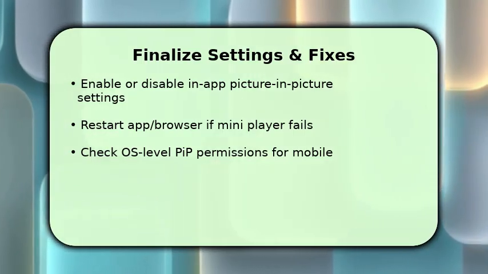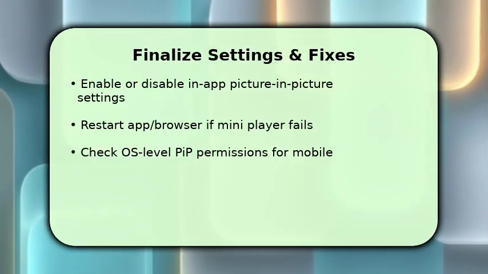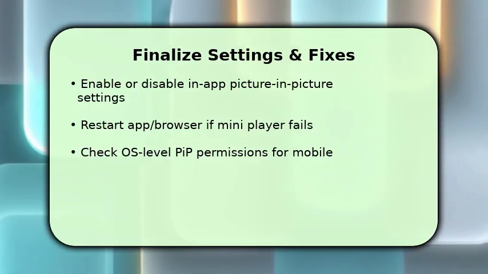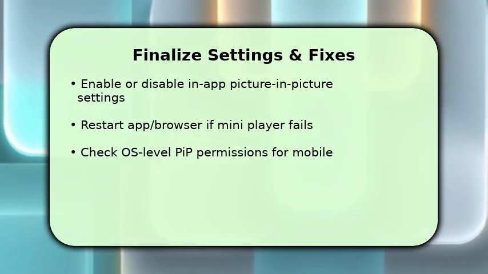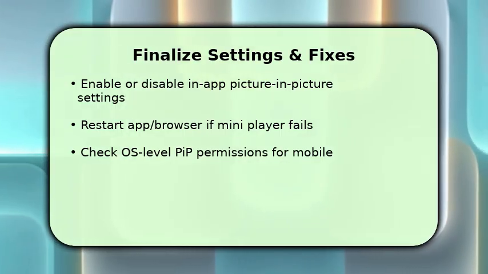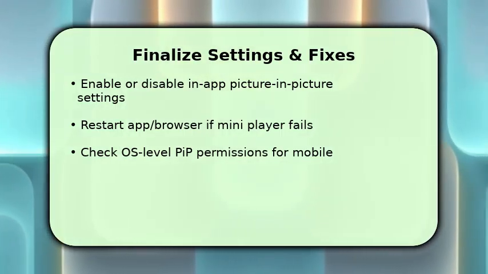If the mini player fails, restart the app or browser, clear cache, and make sure extensions aren't blocking overlays. One troubleshooting tip: if PiP never appears, verify your operating system's PiP permissions. Granting them usually resolves the issue quickly and reliably.